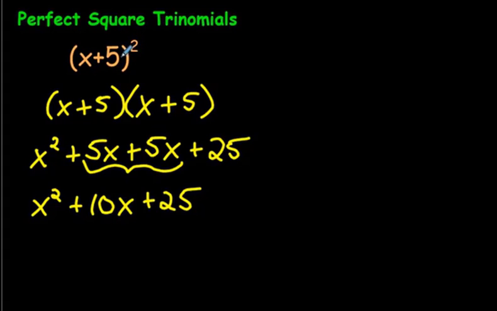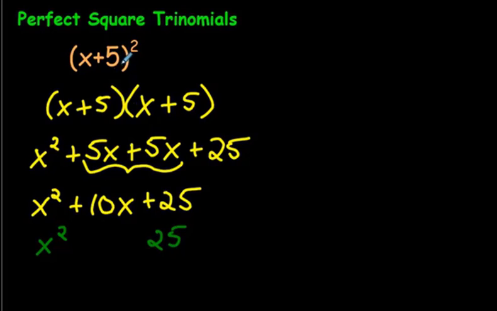So if we had to come up with a quick way to do this, if you want to do a quick way, I'll put it in green, all you do is you take the square of the first and the last terms, so x squared, and then the square of 5, so 5 squared is 25, there we go. And the middle term, here's how you get the middle term.